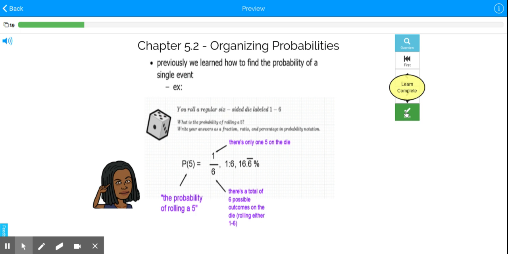Okay, so last time you learned about how to find the probability of a single event. For example, you rolled a regular old 6-sided die. We were trying to find the probability of 5, so we denote it P(5). There's only one 5 on the die, and there's a total of 6 possible outcomes: 1, 2, 3, 4, 5, 6. So this is it as a fraction. The second one shows us as a ratio. The next one is as a percent. And we can also show it as a decimal. So that's just what we did last time.